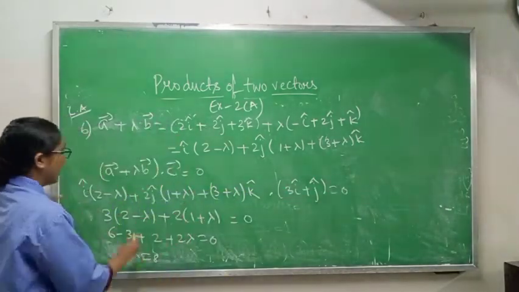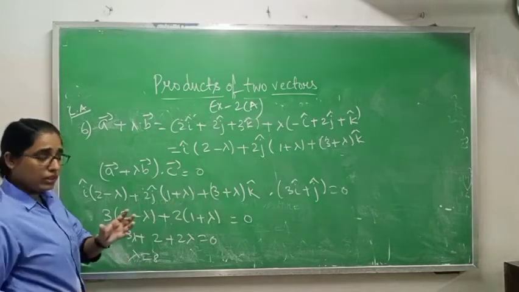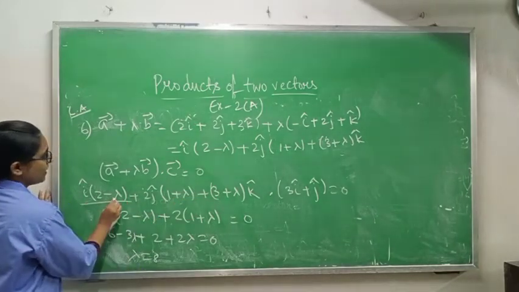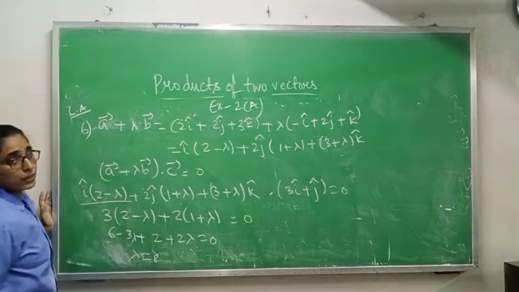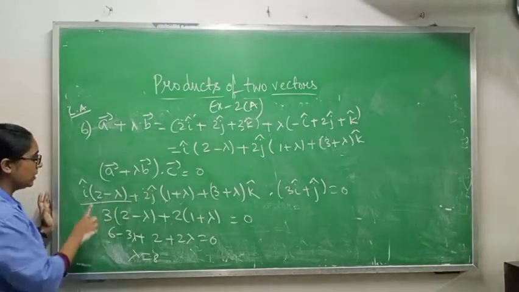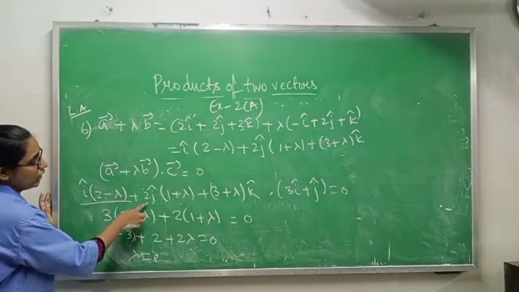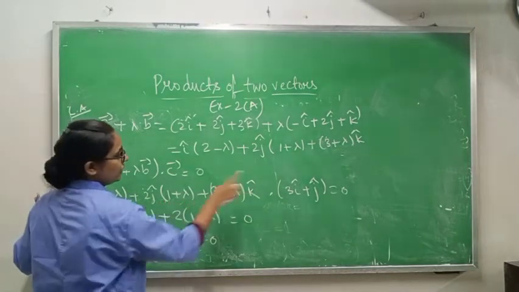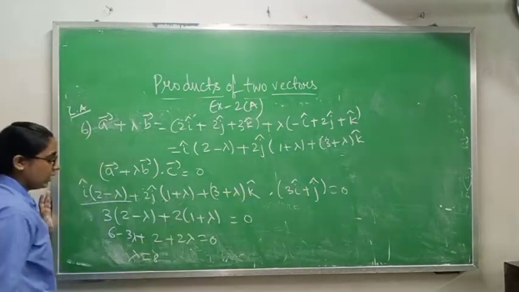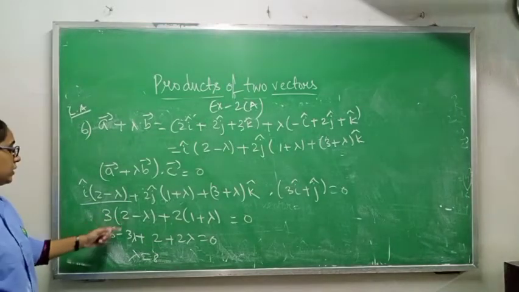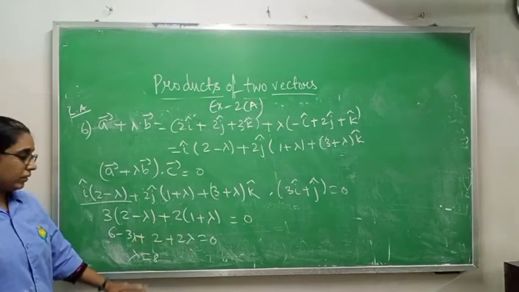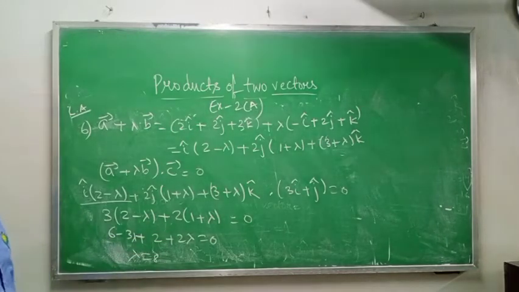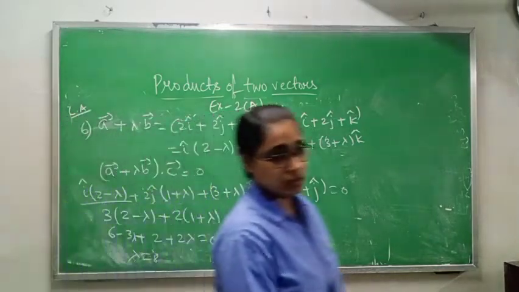Now when you multiply, k is not present, so k will be 0. And 2 minus lambda multiplied with 3i, i dot i will give you 1, means 3 will multiply with this. Now the j component, 1 plus lambda, will multiply with j, it will give you 1 plus lambda. Now when you multiply, 3 times 2 is 6, 3 into lambda, 3 lambda plus 2 lambda, when you solve, you will get lambda value equals 8. Okay, complete this one.